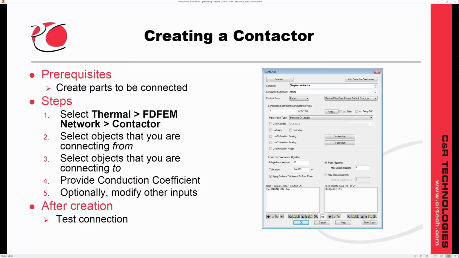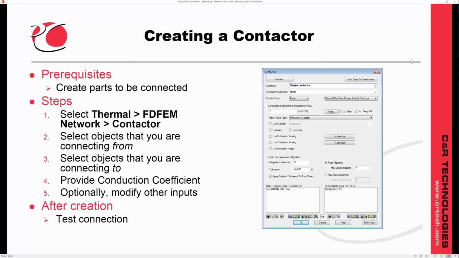Once you've done that, the contactor form will open as it's shown on the right. And then you can come in and enter, as a minimum, the conduction coefficient, which is right here. But then you have all these other options that we'll talk about through this presentation. When you're done, the best thing to do is immediately choose Show Calcs, which then shows you those test points or the contactor markers so that you can see how that connection is being made and if it's doing what you expected it to do.